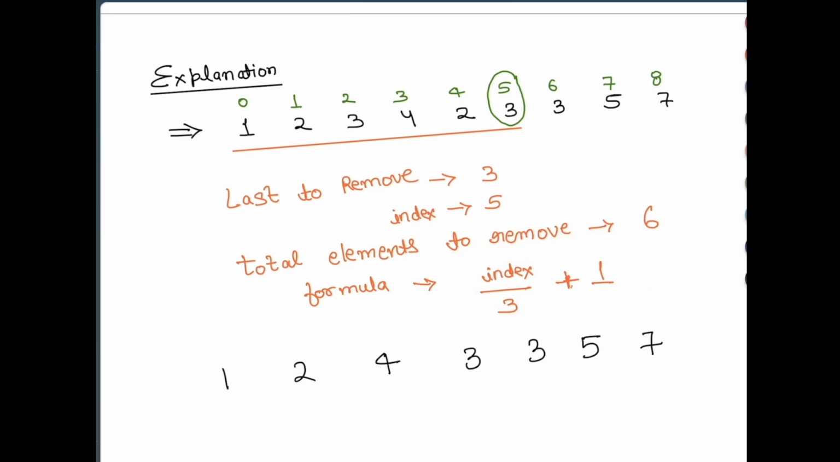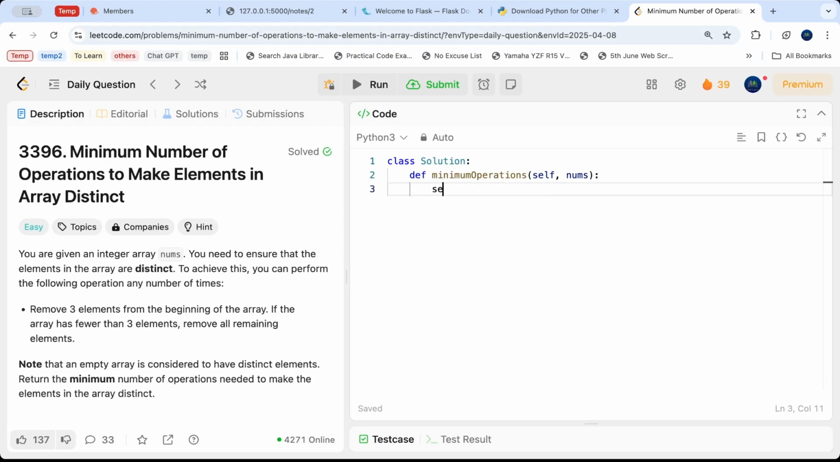So now that we know how we can solve this particular problem, let me go back to the code editor and try to solve it. So first of all, we need to create a map, seen is equal to set, okay? So this is our map. Now run a loop from the end, right? For i in the range of len(nums) - 1, comma -1, comma -1. This is how we run a loop from the end.